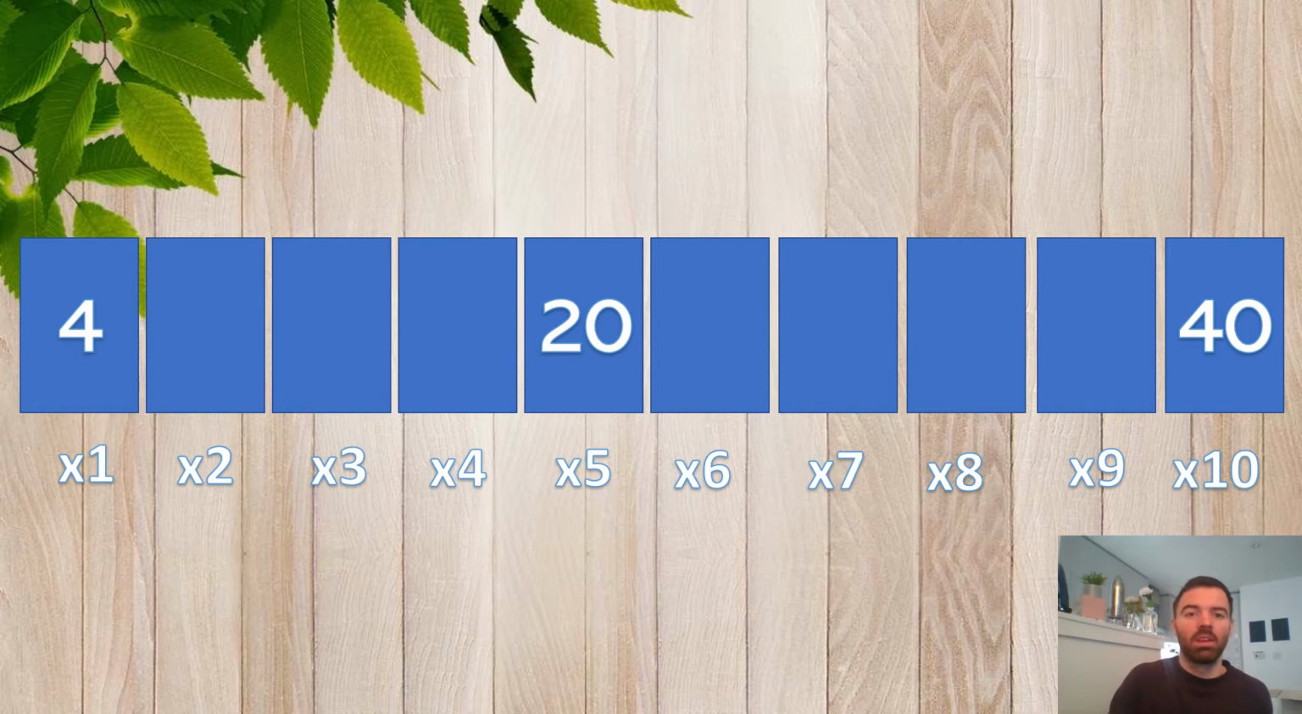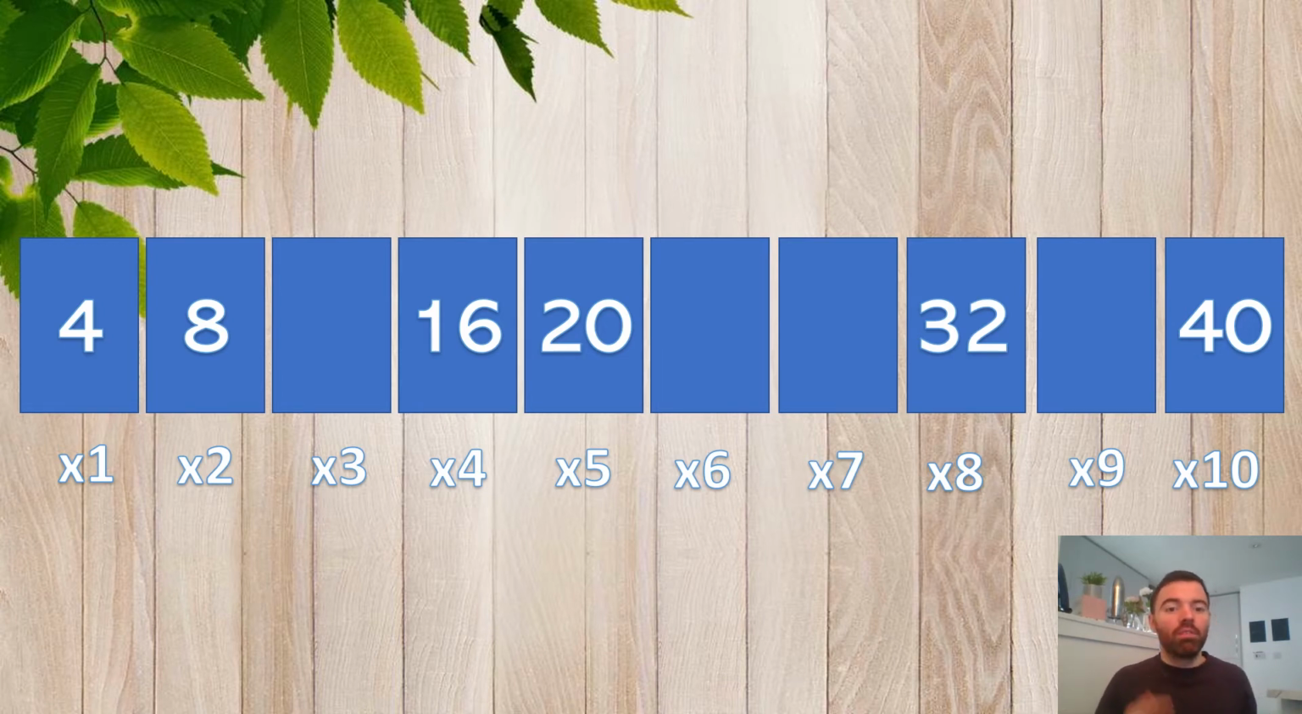Right. Double 4 is 8. Double 8. 16. Can you double 16? Maybe think about partitioning it. 10 add 10, 6 add 6. Add the 2 together. 32.